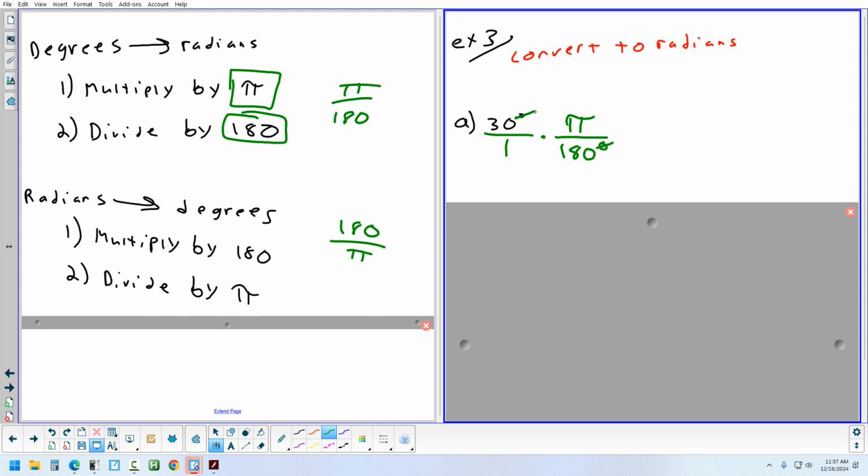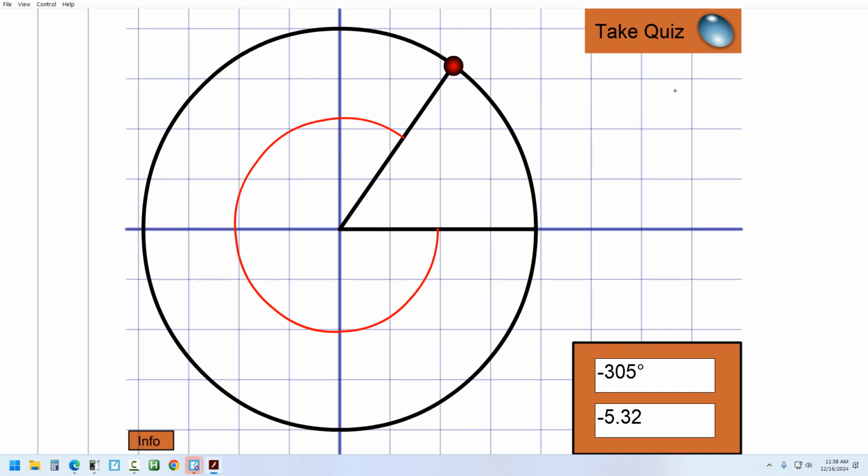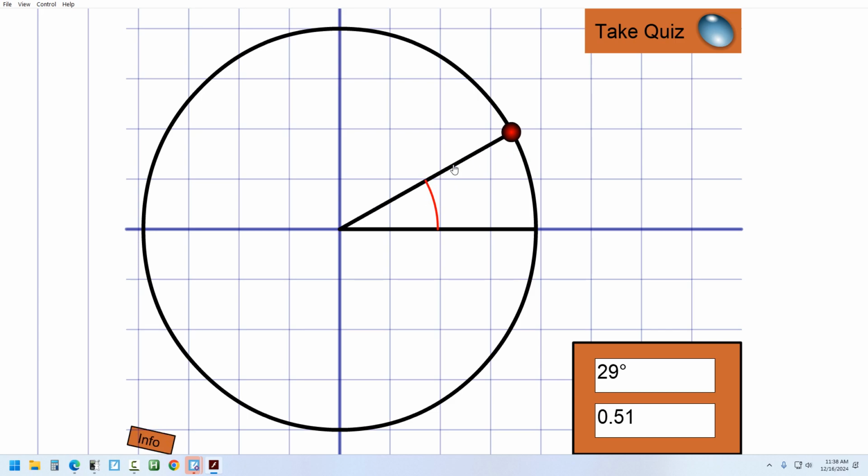Okay, so we're going to multiply, but we can reduce first. What number goes into 30 and 180? Biggest number. 30. How many times does 30 go into 30? How many times does 30 go into 180? 6. So now multiply straight across. What's 1 times pi? Pi. And 1 times 6? 6. That is how you write 30 degrees in radians. And I can show you. Right there. 30 degrees is pi over 6.